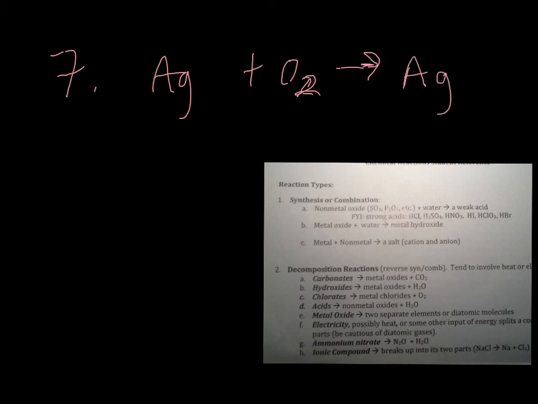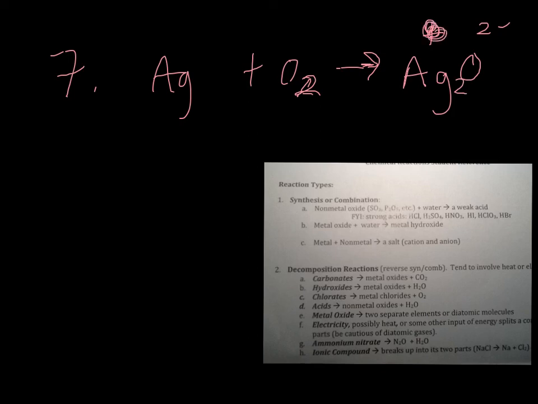Let's try number 7. 7 is Ag plus O2. Okay, now this, again, is a synthesis, and it doesn't follow either of those first 2 rules, A or B, because there's no plus water in there, so it must be this again. So we put Ag and O together. We look at the charges. O is a 2 minus. Ag is a 1 plus, so we got to crisscross our charges. We need a 2 there and a 1 on the O, but we don't write that 1 on the O.